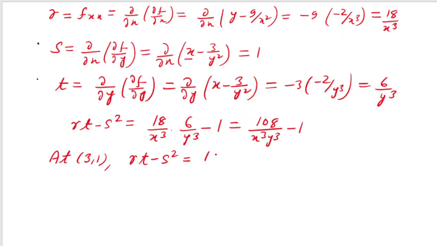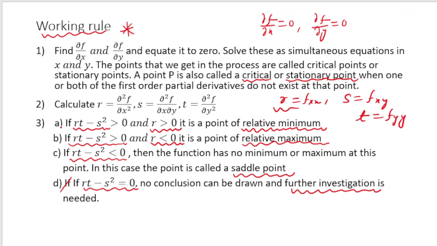So rt minus s square will be 108. X is 3, so I will write 3 cube. Y is 1, so 1 cube, and minus 1. So I will get 108 by 27. Yes or no? So 108 by 27 is 4, and minus 1, that is equal to 3, means it is greater than 0. So we have got rt minus s square is greater than 0.